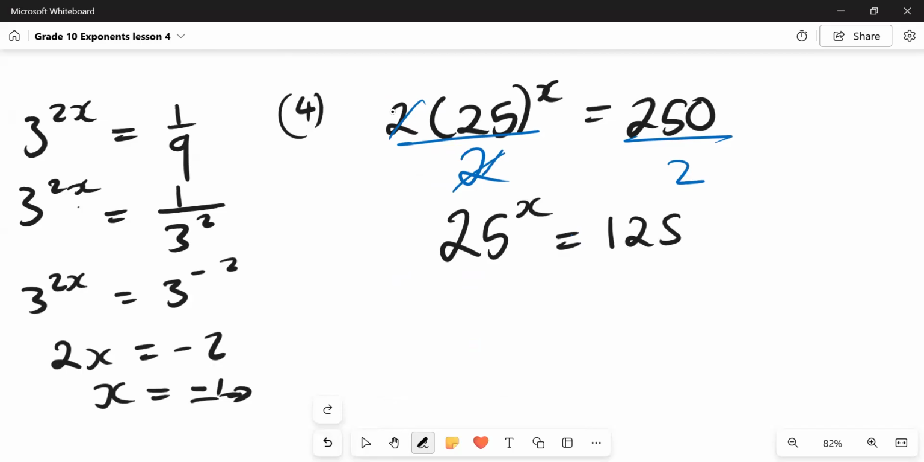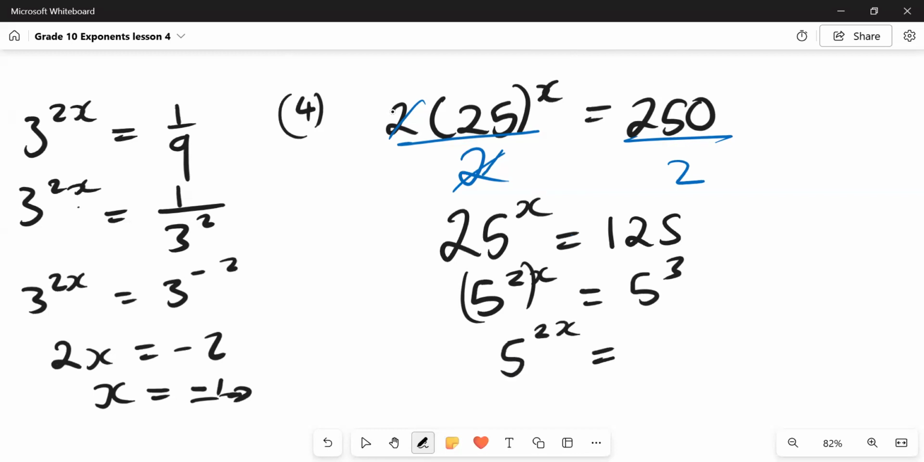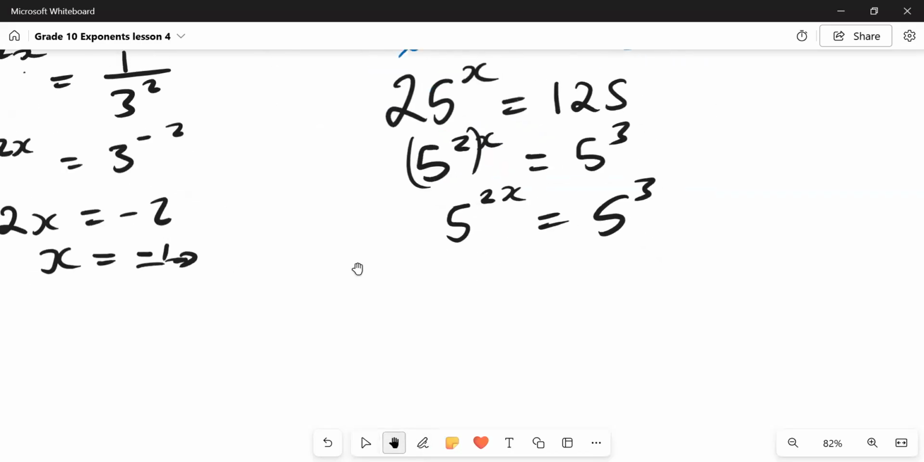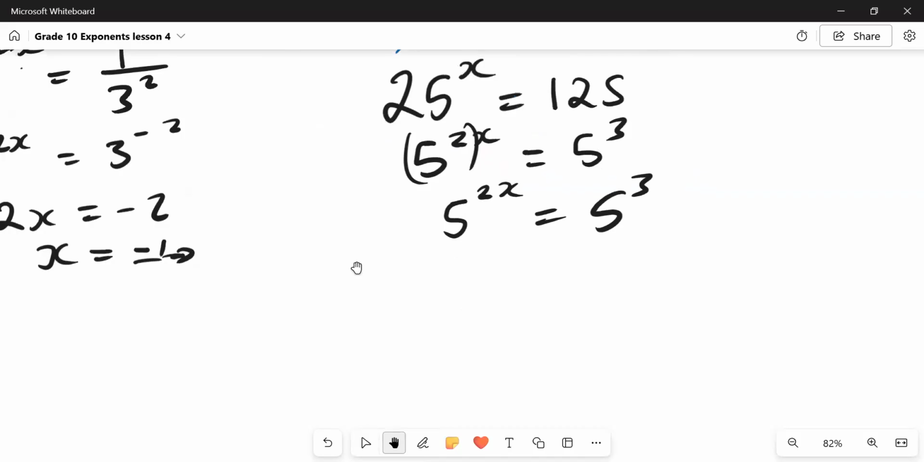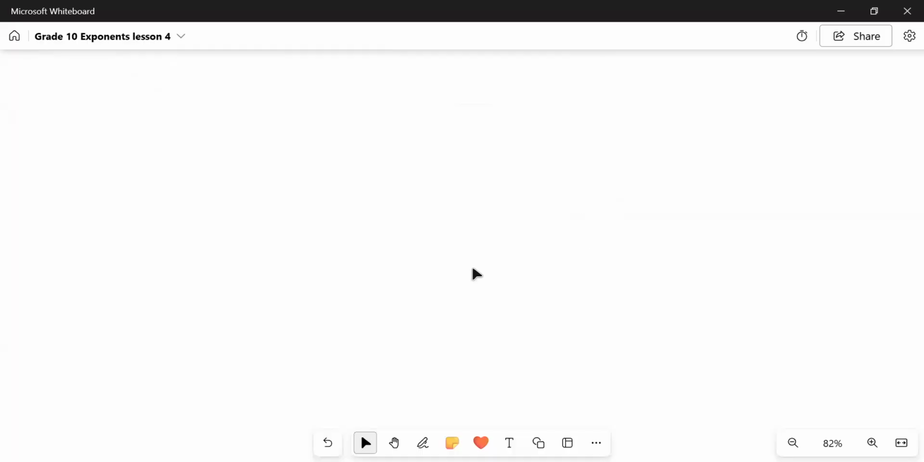From here, this can be expressed as 5 squared, and this is 5 cubed. Then get rid of the bracket there. This is 5 to the power 2x equals 5 cubed. Now 5 to the power 2x is equal to 5 to the power 3. Drop down the exponents. 2x is equal to 3. Divide by 2, and then x is equal to 3 over 2. Just like that. Done.